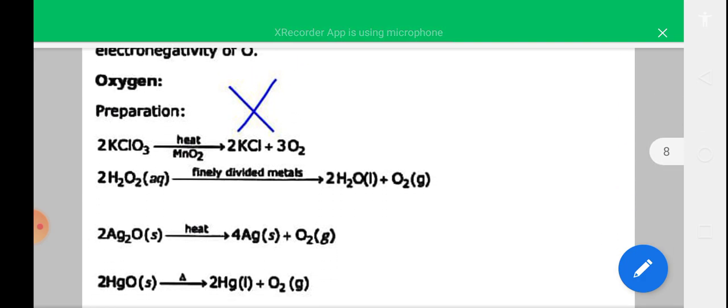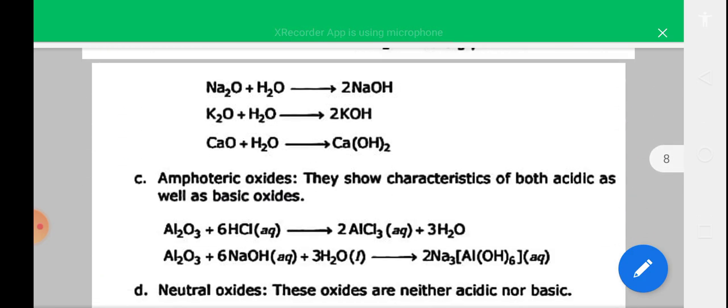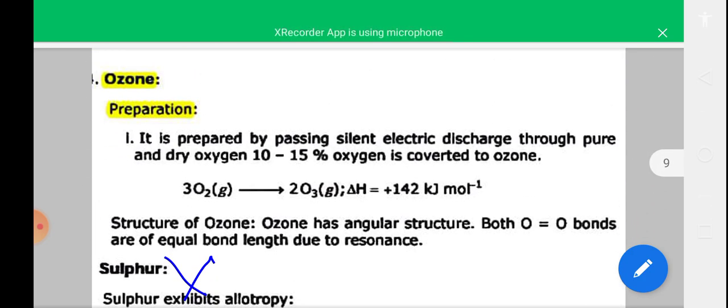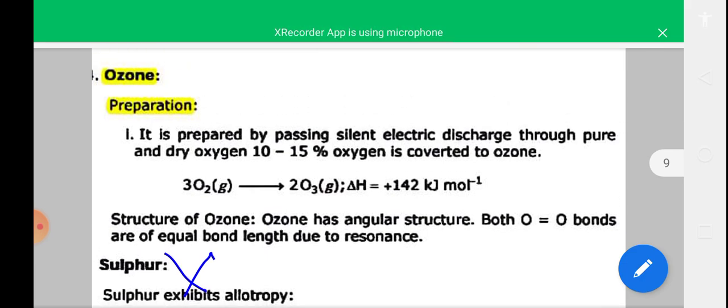And now preparation of oxygen and oxides are not given in the syllabus. Ozone is given, sulfur is not given. Preparation of ozone from oxygen: O2 to O3, 3 O2 combine to give 2 O3, and ozone goes back to O2. Ozone is prepared by passing silent electric discharge through pure and dry oxygen. 10 to 15% of oxygen is converted into ozone. So the reaction is 3O2 gives 2O3.